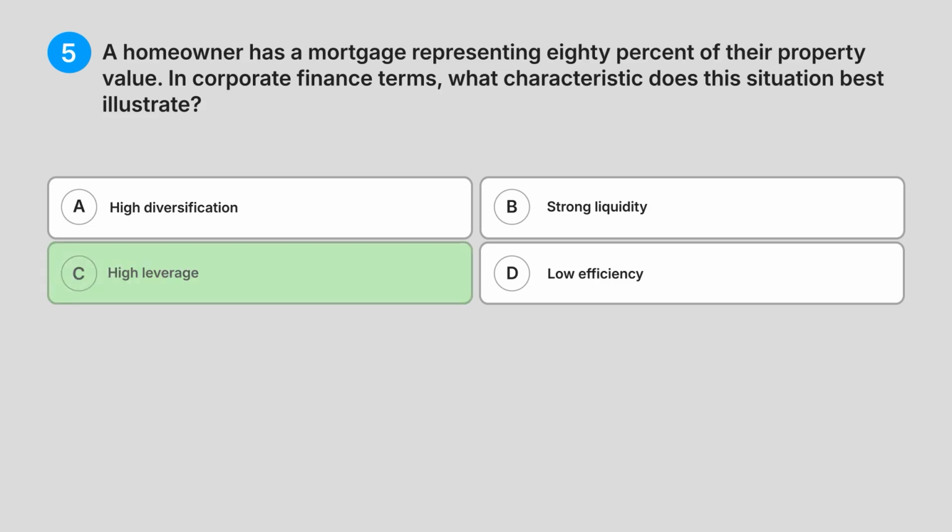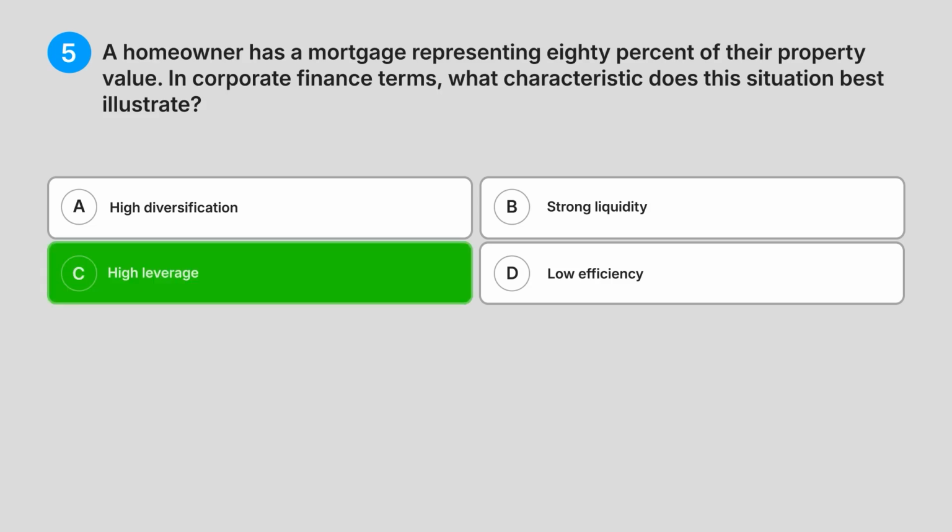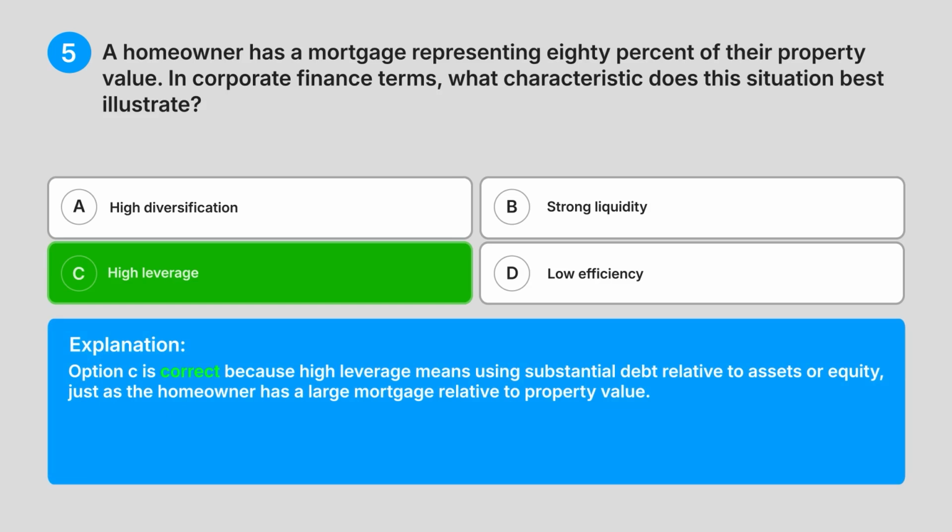Correct answer: C. High leverage. Explanation: Option C is correct because high leverage means using substantial debt relative to assets or equity, just as the homeowner has a large mortgage relative to property value.